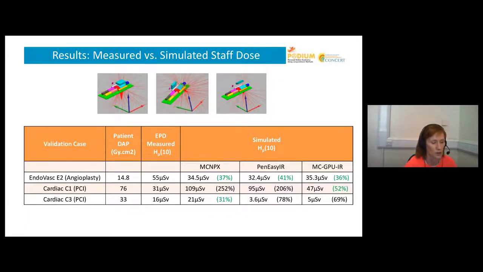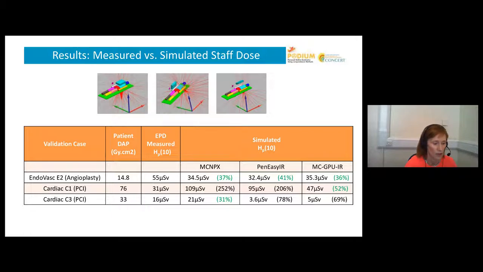Then I'll show you a sample of our results from the measured versus simulated staff dose from some of these cases. If you look at the first case that I show here, which is in the endovascular room, which is an angioplasty case, we have the DAP for the patient exam, and the EPD or APD measured dose in HP10 of 55 microsieverts. Then you can see the comparison for the simulation using three different Monte Carlo codes. Broadly speaking, there's about a 40% difference between what we measured and simulated.